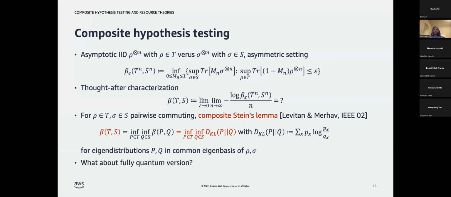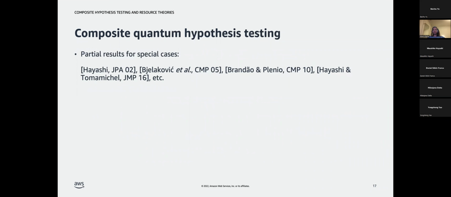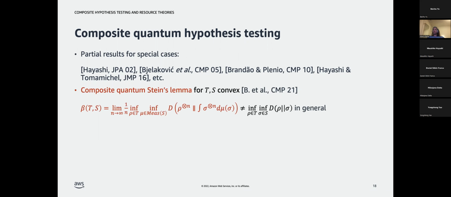Now, the next step, of course, is to ask: can we do the same quantumly, or do things change? And yeah, there have been many partial results on these questions, I would say. They might again be missing some references, please let me know. But the first paper that I listed at the beginning of this talk derives the following general formula, at least as long as the sets S and T are convex. So one can write this asymptotic composite error exponent in terms of this regularized formula here.